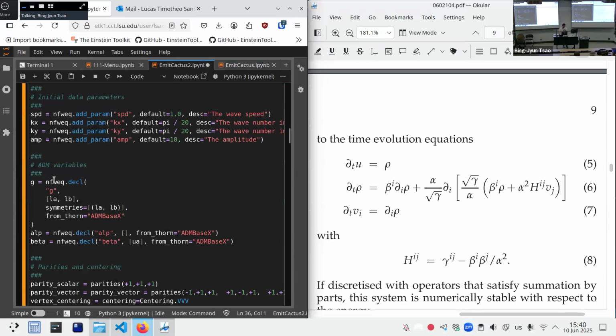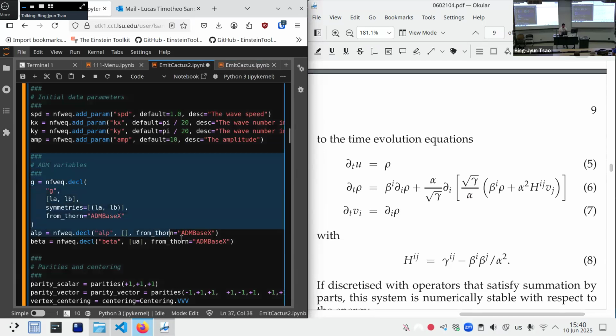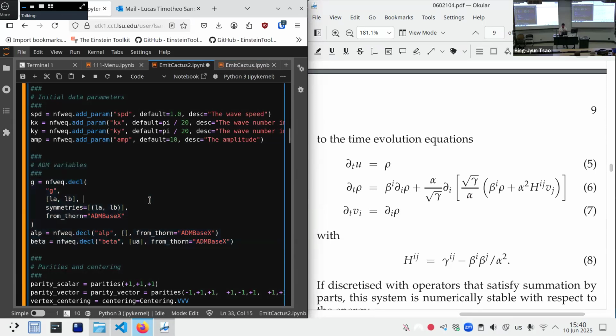The hint that I would like to give you guys is this: how do we get the relevant quantities from a different thorn? And this is how we would do it. And of course, if you have any questions, either online or in person, just ask away and I'll try to help.